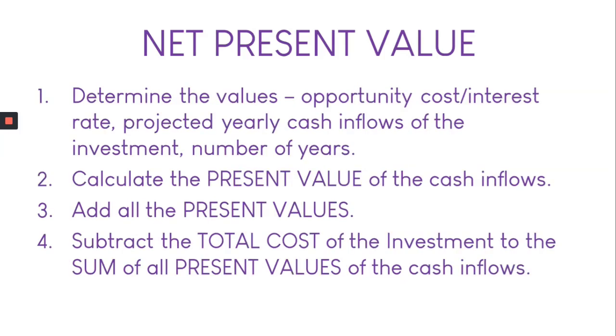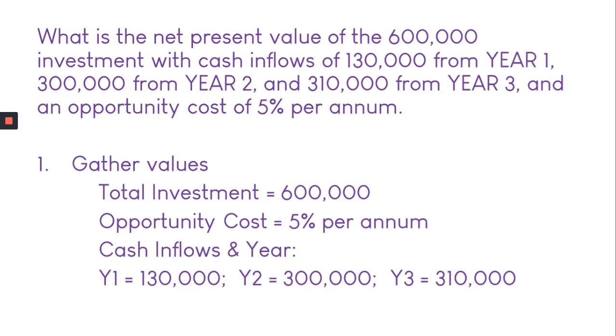So to calculate the net present value, first we determine the values: the opportunity cost, the interest rate or interest rates, the projected yearly cash inflows of the investment, and the number of years. Number 2, we calculate the present value of the cash inflows. Number 3, we add the present values. Number 4, we subtract the total cost of the investment from the sum of all the present values of the cash inflows.